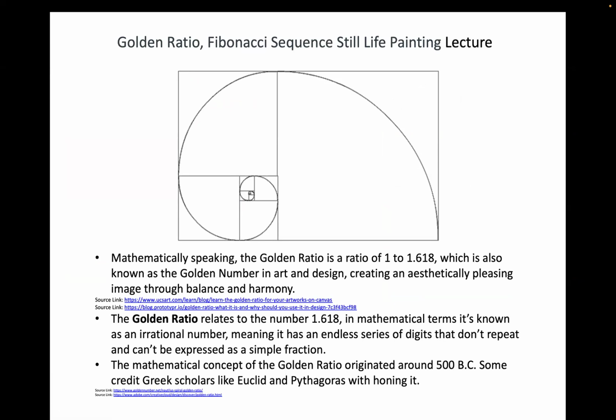Now, for the assignment itself, this is what we're going to be using. Mathematically speaking, the golden ratio is the ratio of 1 to 1.618, also known as the golden number in art and design, creating an aesthetically pleasing image through balance and harmony. Some of us may be familiar with this image of a spiral shape that starts from the center here and curves its way around towards the bottom right half of this rectangle.